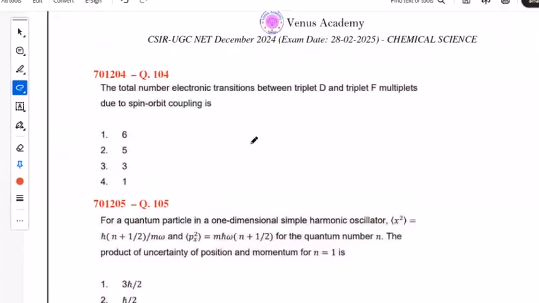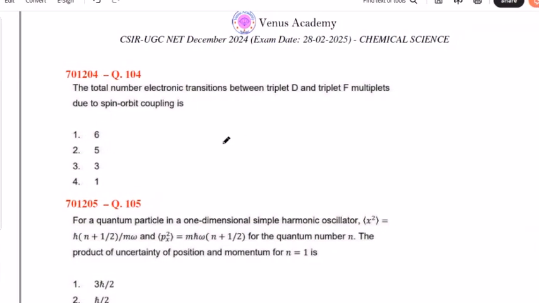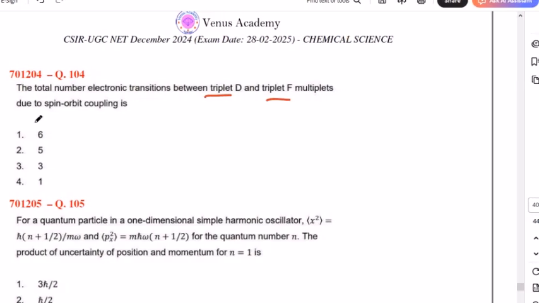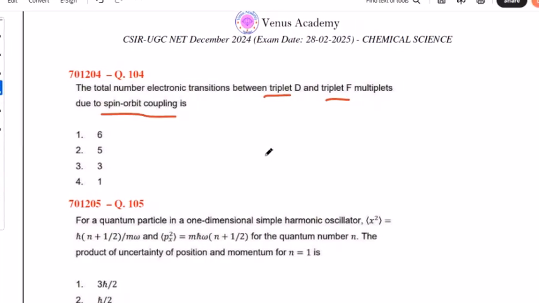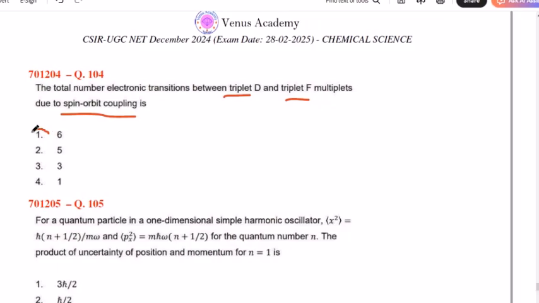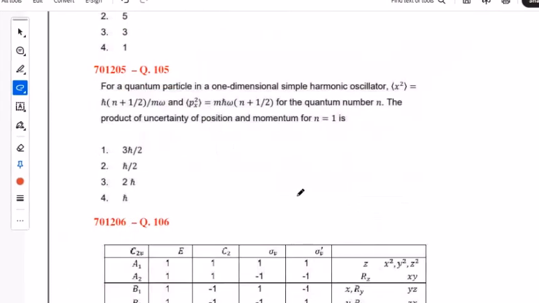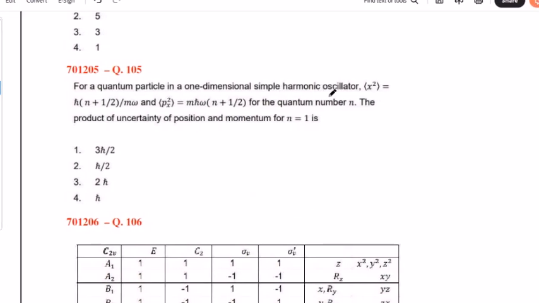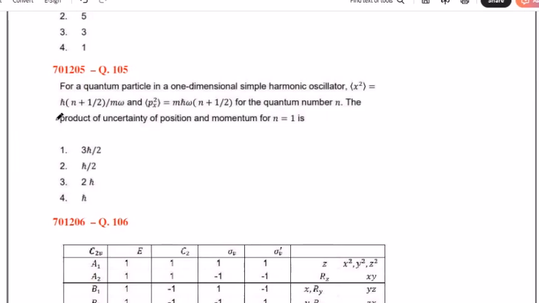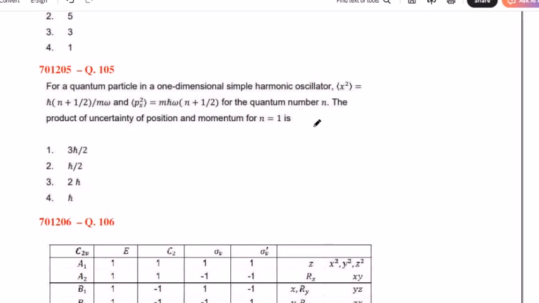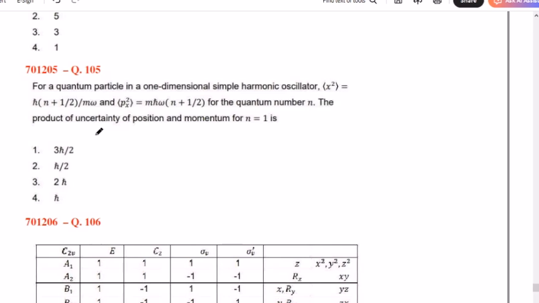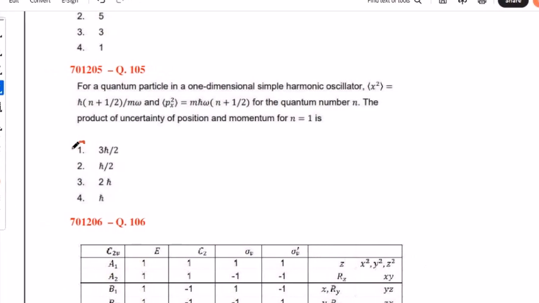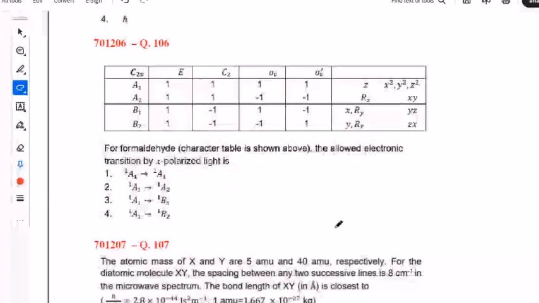Next, question number 104. The total number of electronic transitions between triplet D and triplet F multiplets due to spin-orbit coupling is option number 1, 6, the correct option, friends. Next, question number 105. For a quantum particle in a one-dimensional simple harmonic oscillator, x squared equals this for the quantum number n. The product of uncertainty of position and momentum for n equal to 1 is option 1, the correct option, friends.